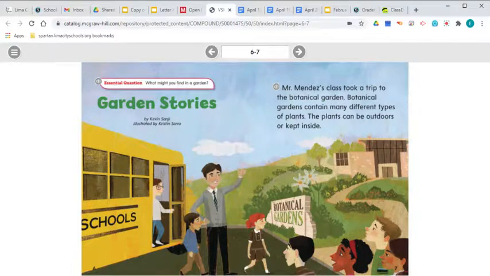All right, the story today is called Garden Stories, and it's by Kevin Sanji, and it's illustrated by Kristen Sora. And before we get started, I want to explain that this story is a little different than what we're used to because it is like two stories in one.